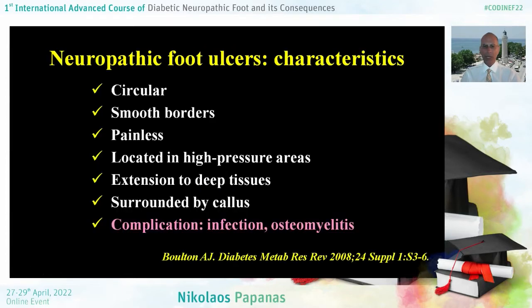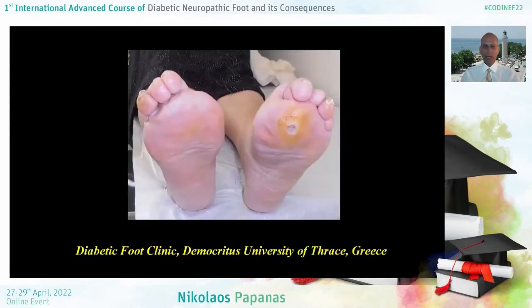So to summarize, it is circular or semicircular with smooth borders, painless typically, located in high pressure areas. It may extend to deep tissues. It is surrounded by callus, and the formidable complications include infection and osteomyelitis. In more severe cases, so this lady has lost already 1 hallux. There's plantar arch collapse. You see callosity here, and you see all the deformities in this foot and a neuropathic ulcer in an already deformed foot.